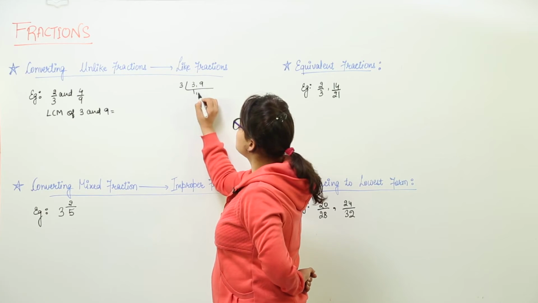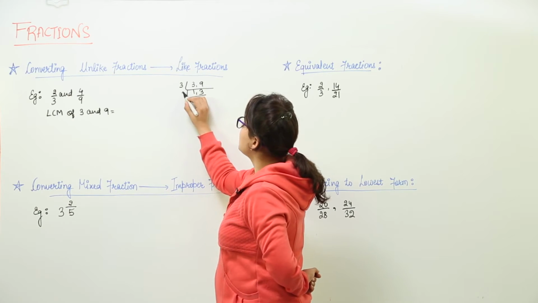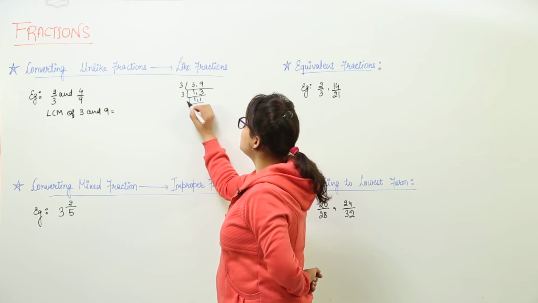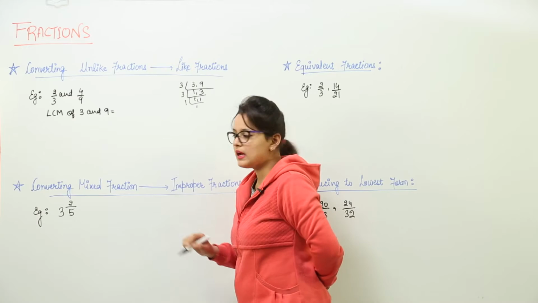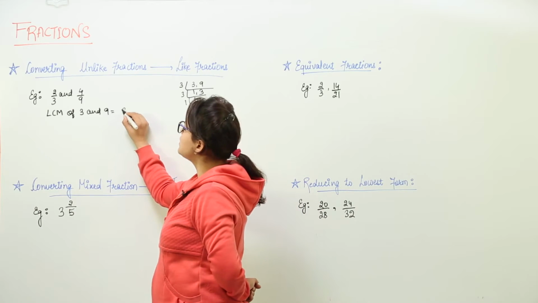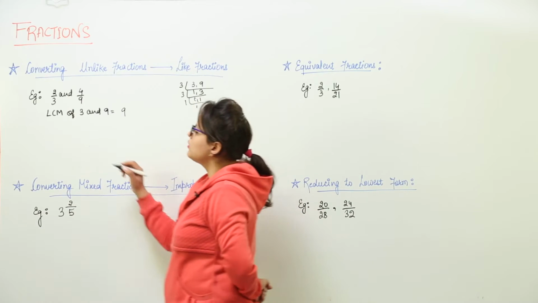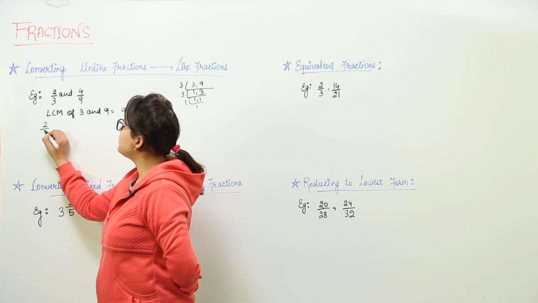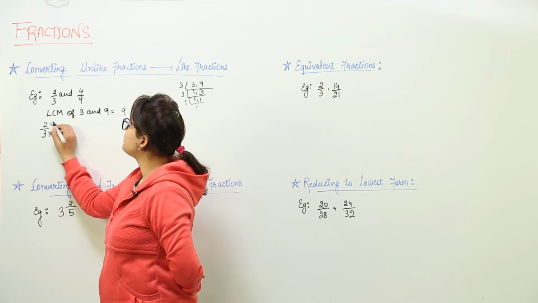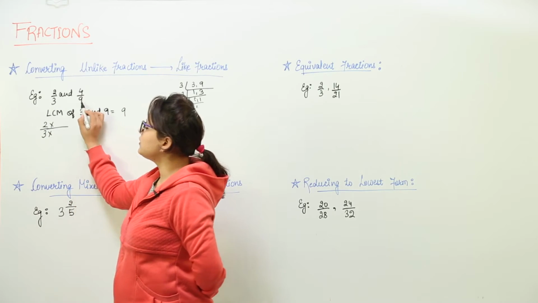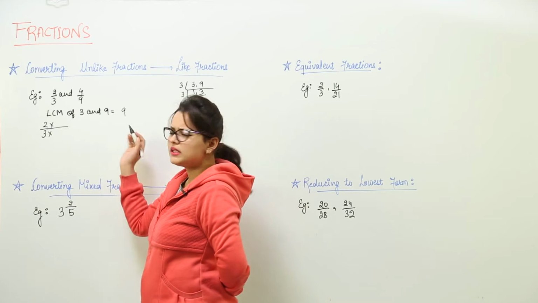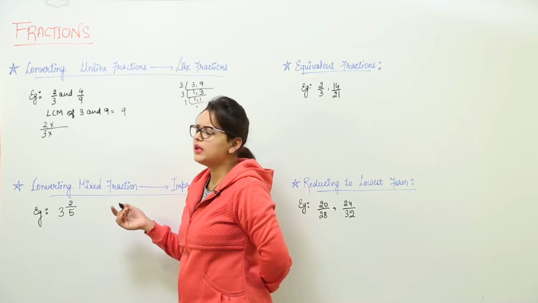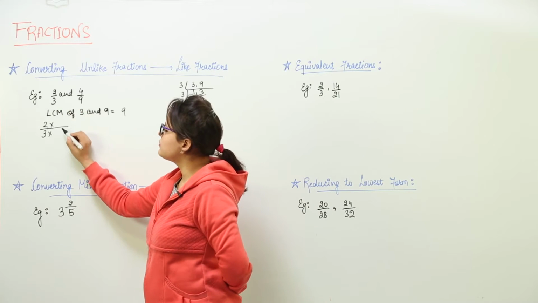3 ones are 3, 3 threes are 9. Again 3 ones are 3. So we get 3 into 3 into 1, that is 9. So we get the LCM of 3 and 9 as 9. Now you have to make the denominators same for both, because the denominator for the other one is already same. We'll deal with it later on, or you can deal with it for the first step only. But let us start from the first one.